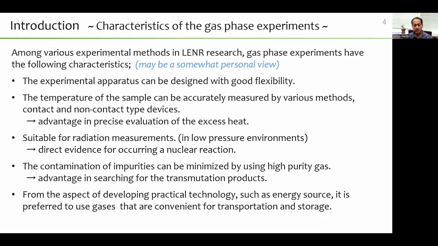And it's suitable for radiation measurement, especially in low pressure environments. And that gives us direct evidence for occurring nuclear reactions. And contamination of impurities can be minimized by using high purity gas. This is an advantage in searching for transmutation products. And from the aspect of developing practical technologies, such as the energy source, it is preferred to use gases that are convenient for transportation and storage.